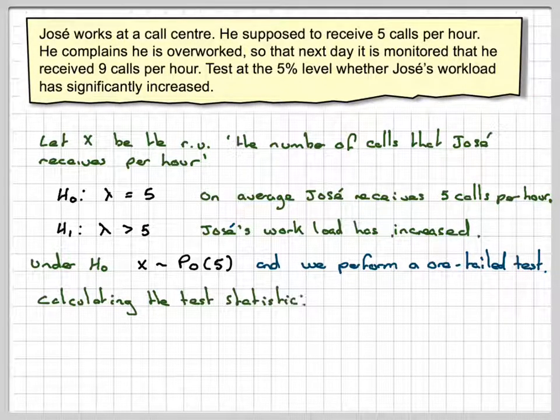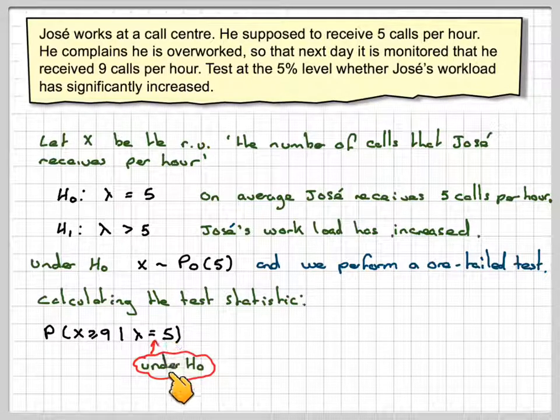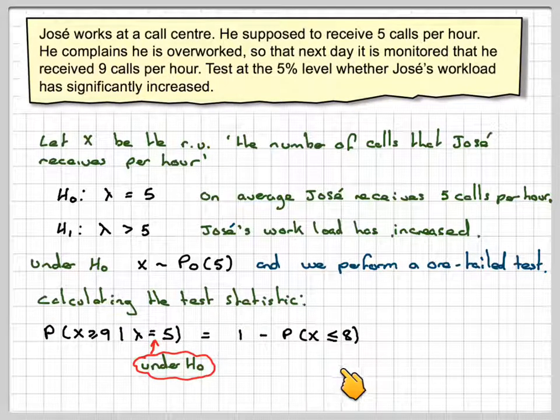Calculating the test statistic, we want the probability that X is greater than or equal to 9, given that lambda is 5. Lambda is 5 under the null hypothesis. And that will be 1 minus the probability that X is less than or equal to 8.